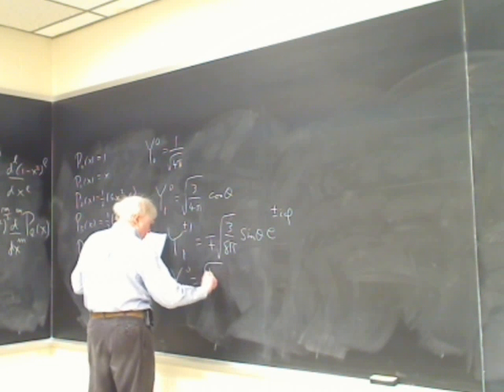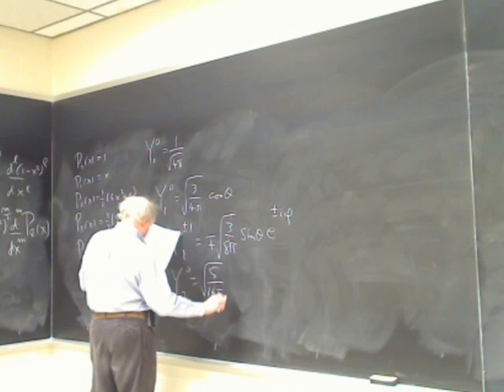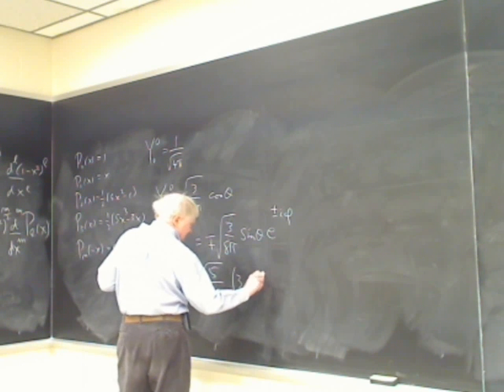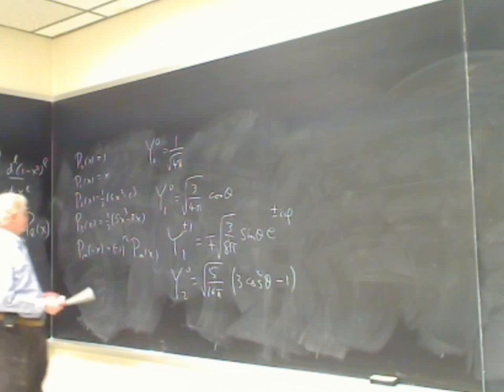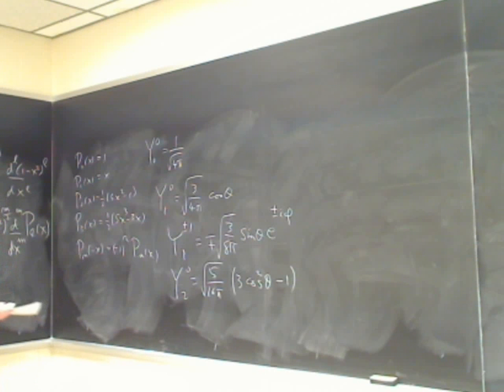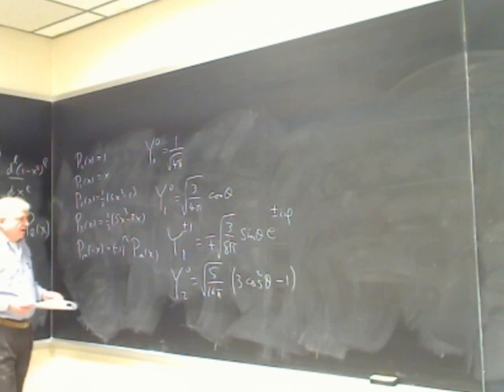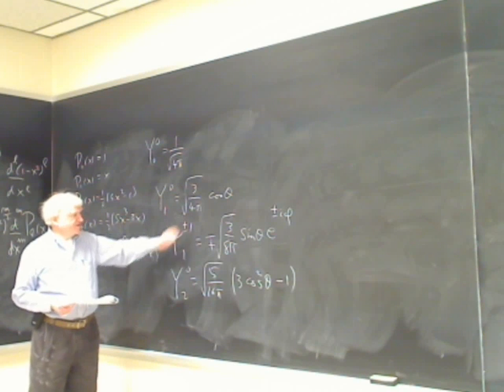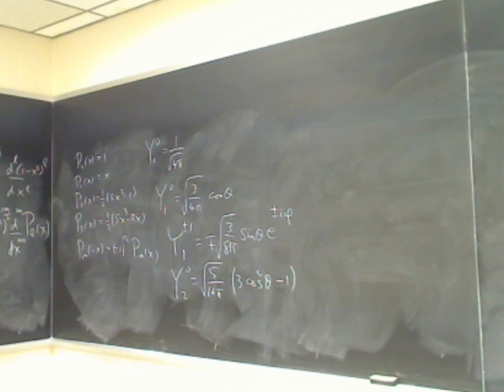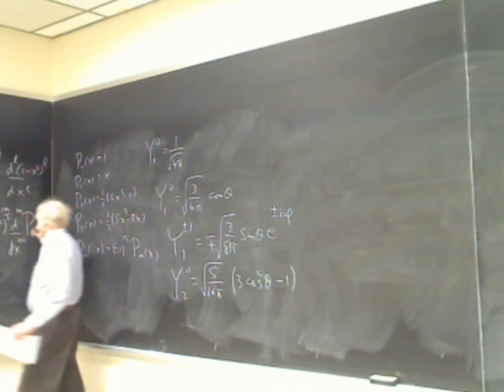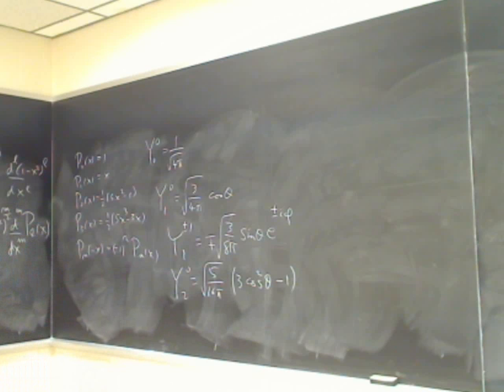Y20 is the square root of 5 over 16 pi, times 3 cosine squared theta minus 1. So the Y_l0s are essentially just the Legendre polynomials, and the Y's with different values of m have these phase factors, e^(i m phi), and you also differentiate and multiply. Okay, so that's basically that.